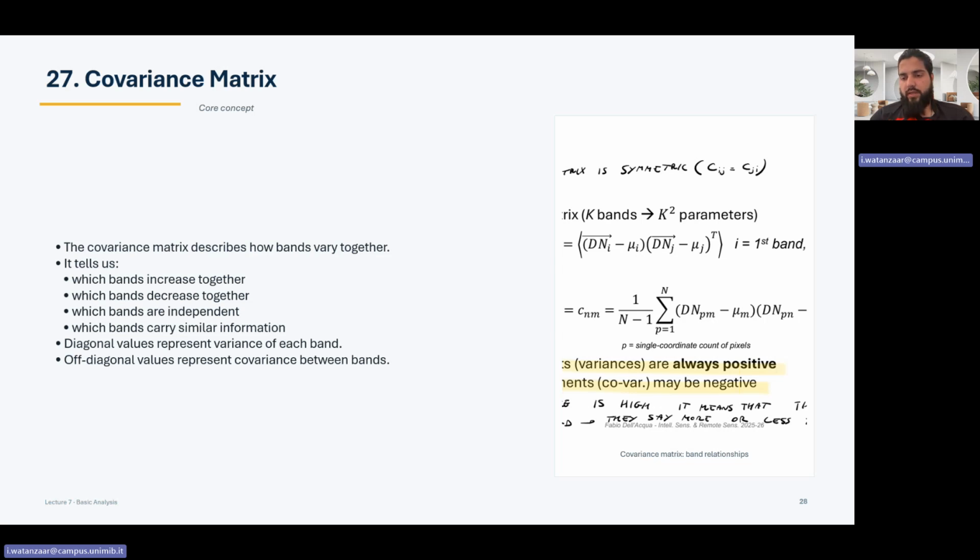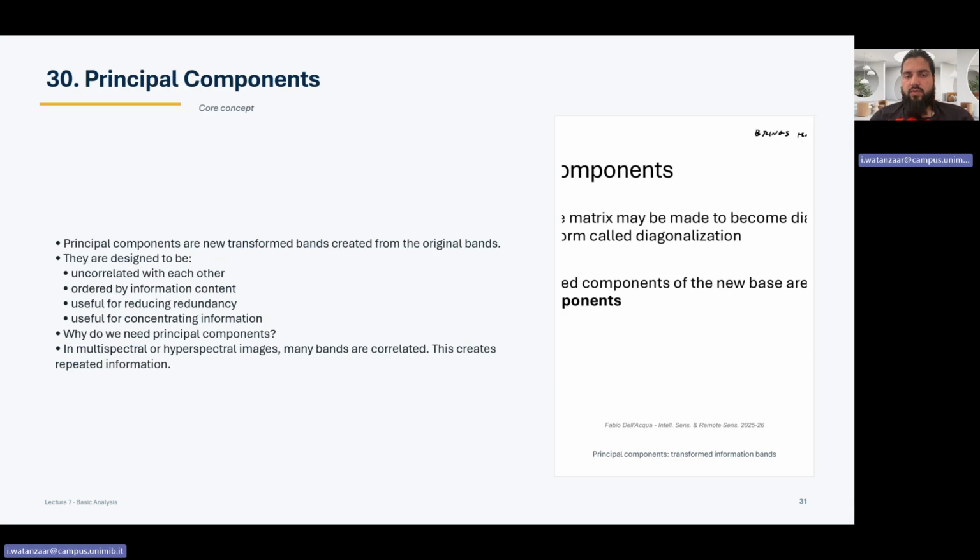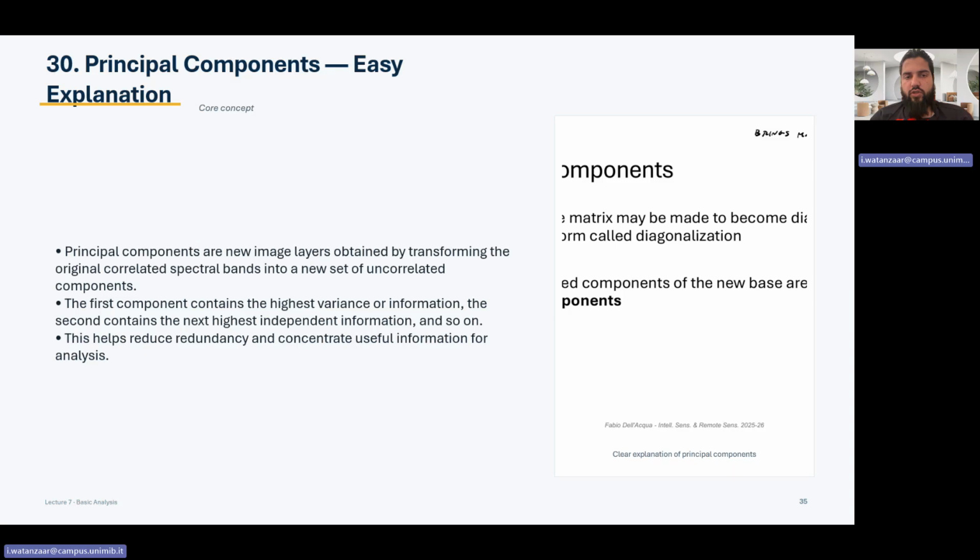They describe how bands vary together, or how one band varies from another: which band is increasing, which one is decreasing, and how they are independent or carry similar information. In the standardized method, we have seen values of positive one, negative one, and zero. So this is also really important. This was a short summary of the whole lecture.